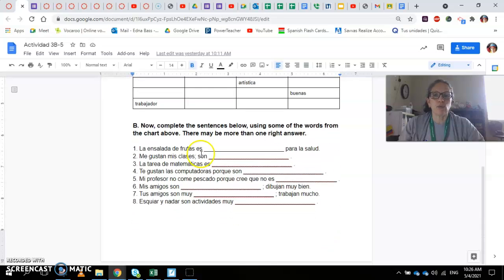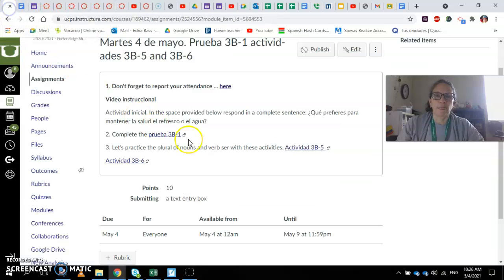Just double check. And then we have the sentences that we're going to complete like we did in the previous class. So we complete the sentences together, so we're sure that they are right.